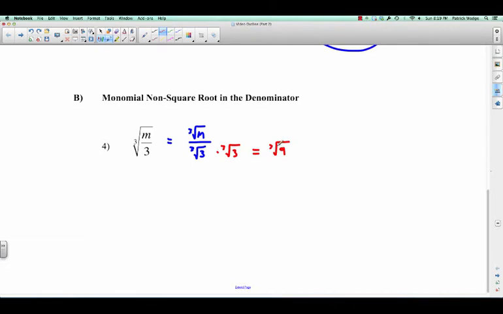Some of you might be saying, yes, you can. It's 3. No, it's not 3. You're looking for a number that multiplies by itself 3 times and gives you 9. I don't know what that is, but it's certainly not 3. It's 2 point something. We don't want that.